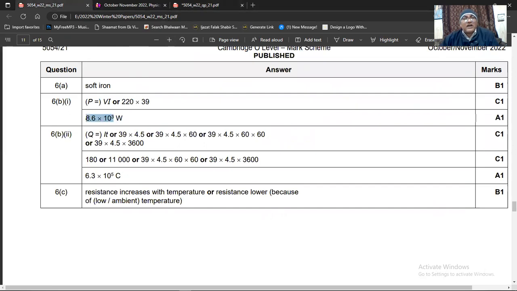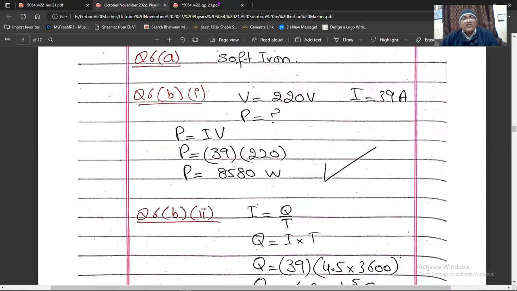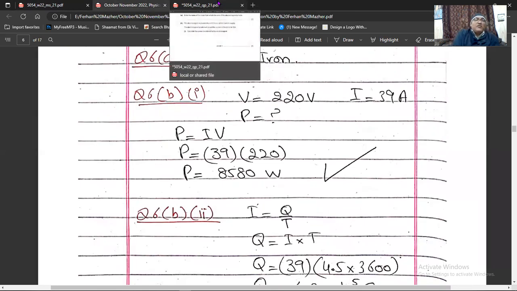This is the answer. Our answer is right. So it will be 8.6 × 10^3 watt. So our answer is right.